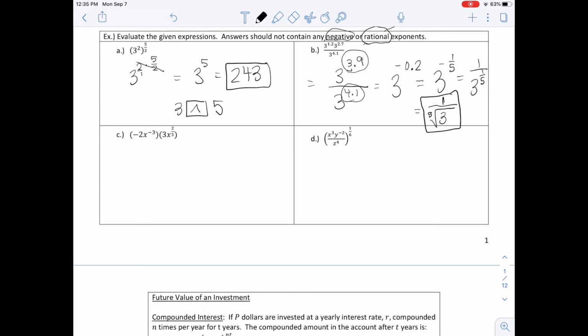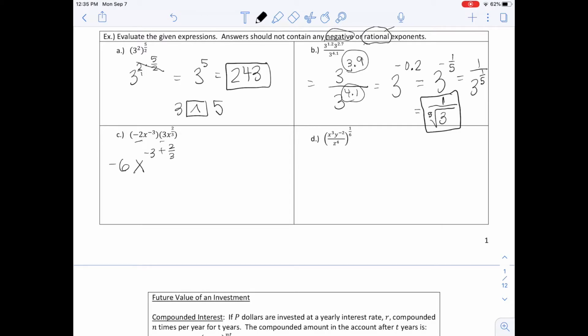Part C says negative 2x to the negative third times 3x to the 2/3. Those numbers out in front of the x's just get multiplied like normal, and negative 2 times 3 would be negative 6. And then your base is x, and we have x to the negative third and x to the 2/3. With those, we're going to have to add the exponents. So we have negative 3 plus 2/3.